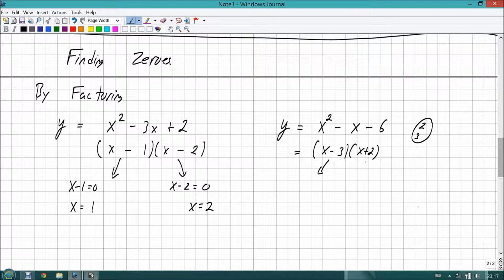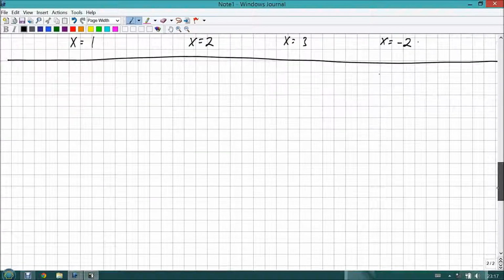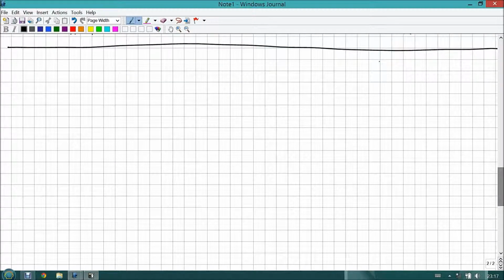We then set each factor equal to 0. So we have x minus 3 is equal to 0, and x plus 2 is equal to 0. Which gives us x is equal to 3, and x is equal to negative 2. So finding the zeros by factoring is actually pretty easy. It's my favorite method when it comes to finding zeros, and so that's the method that I want you guys to have down the best. Which means that it's now your turn. I want you to find the zeros of the following.